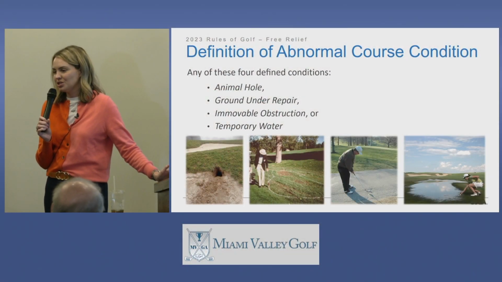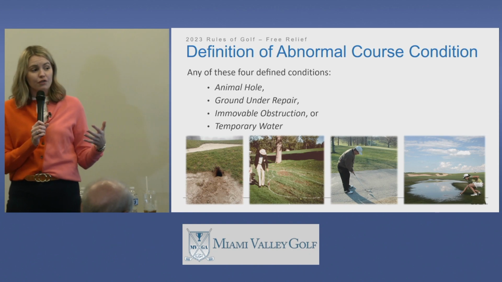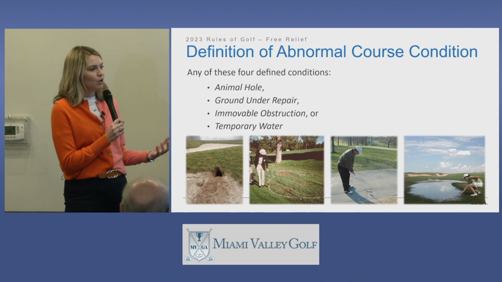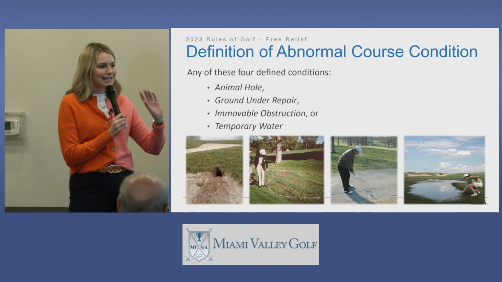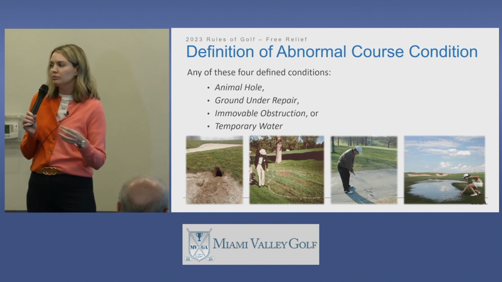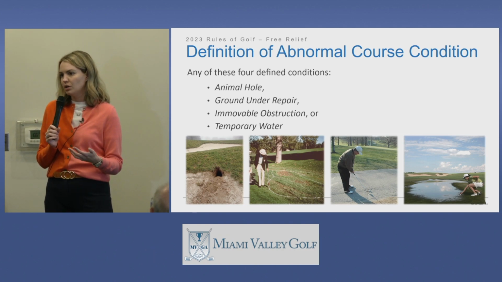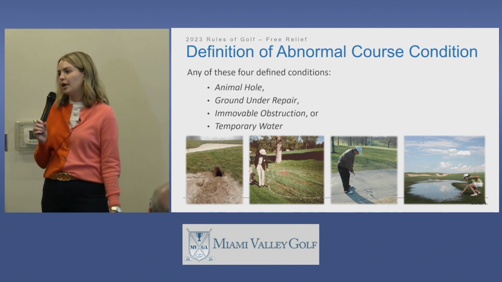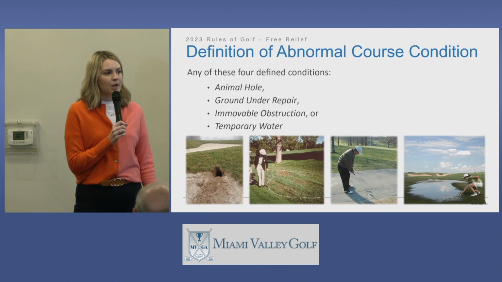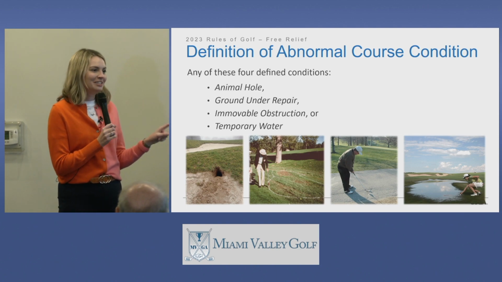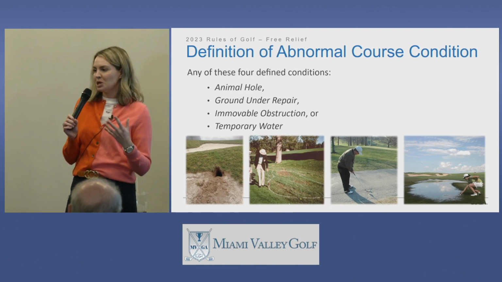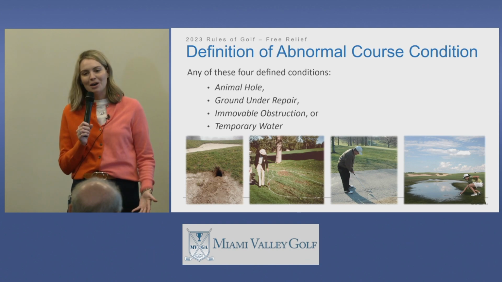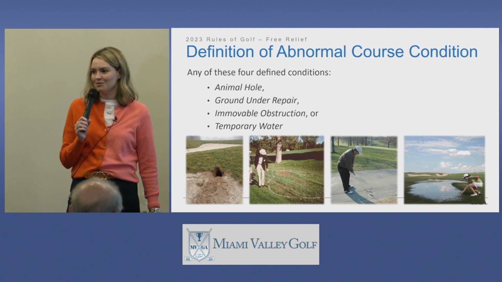Then we have ground under repair, which is also an abnormal course condition. And this includes a few different things. Some things are going to be ground under repair by default, meaning the committee doesn't have to do anything. This just is ground under repair. Materials that have been piled for removal, those are automatically ground under repair. If somebody's piled up some grass clippings, as long as they're planning to come back for them, that's going to be ground under repair. Now, if they have just been discarded in a dumping ground that a course might have, nobody's coming back for those. That's not ground under repair by default.